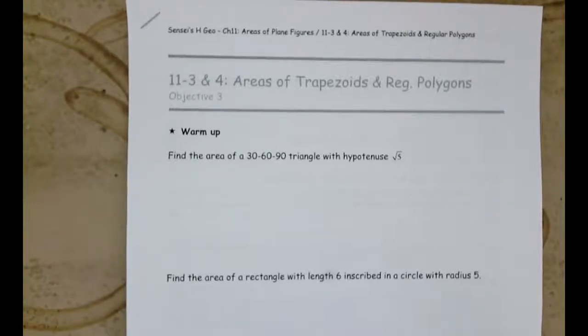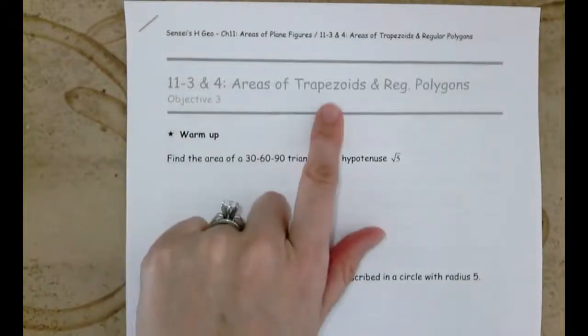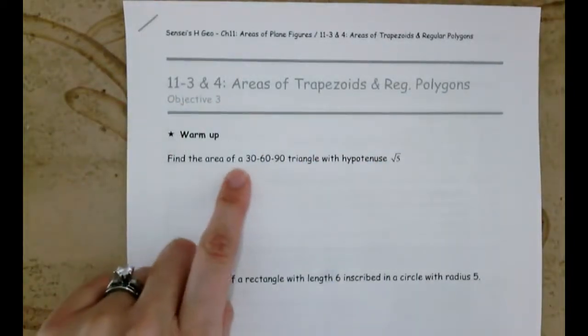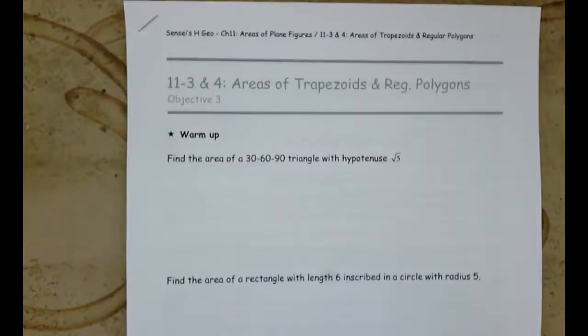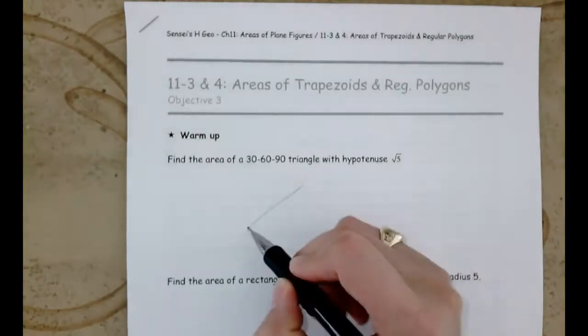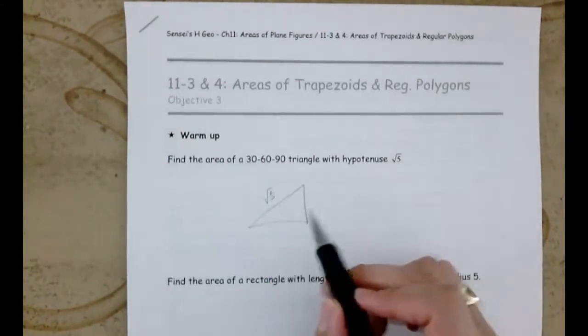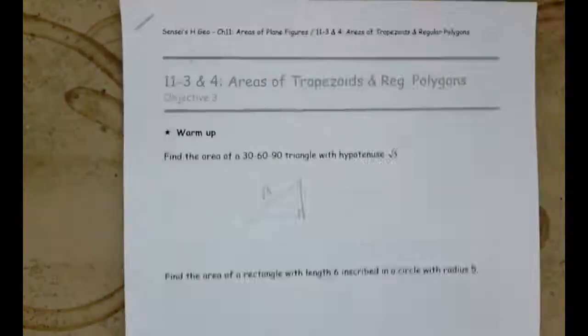Okay, so this is another combo packet. We're gonna do area of trapezoid and regular polygons, okay? And find the area of 30, 60, 90 triangle with hypotenuse 5. So you got hypotenuse 5. You can get the length. This is 90 degree. You can get the area.